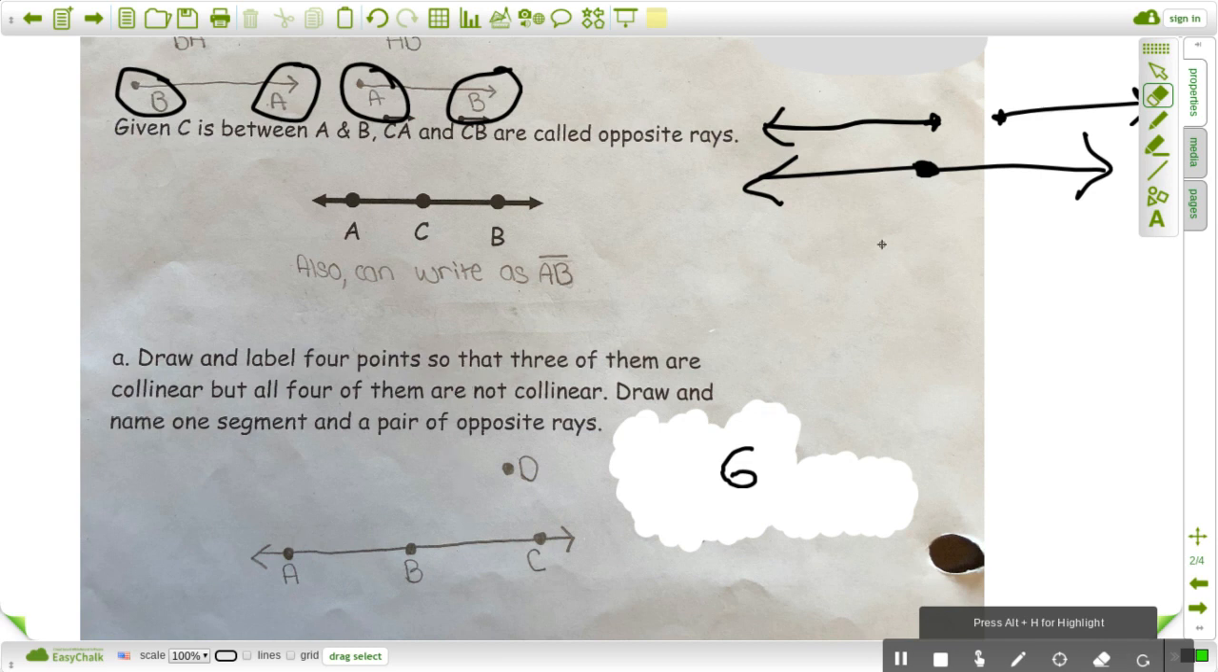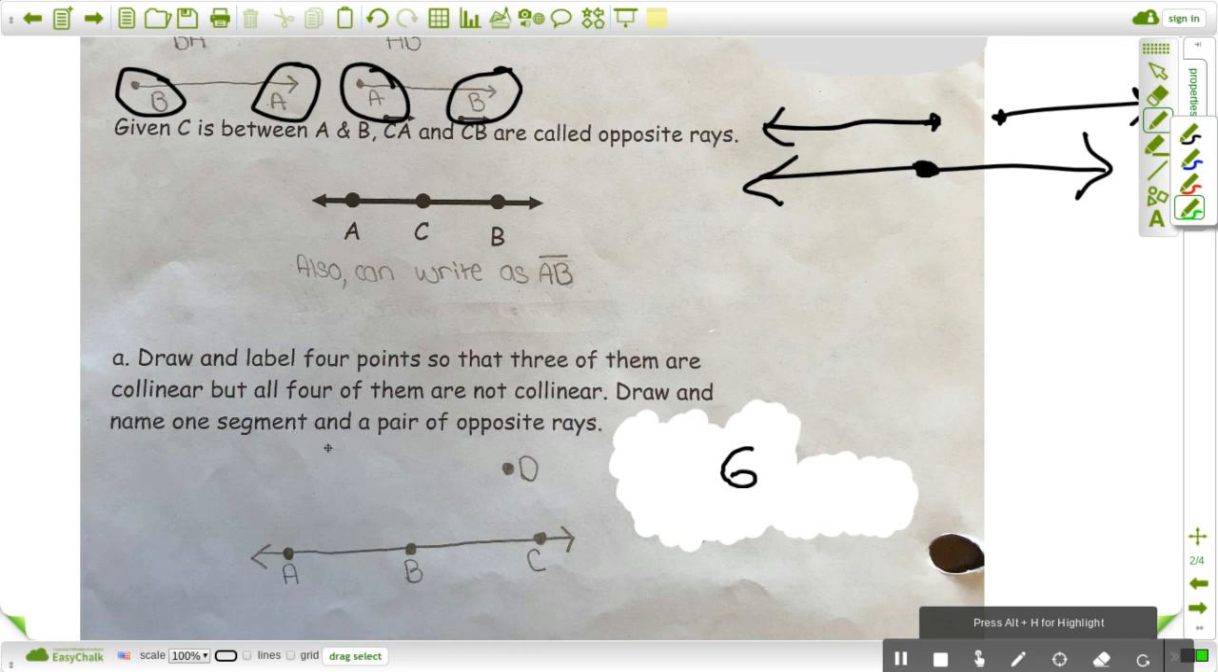Because 3 of them would be collinear. If you watch my last video, it would make sense. Collinear means points that are on the same line and on one line. So point A, point B, and point C are in one line. You can use any letter, but it has to be capital letters.